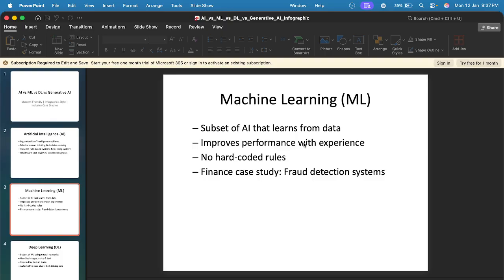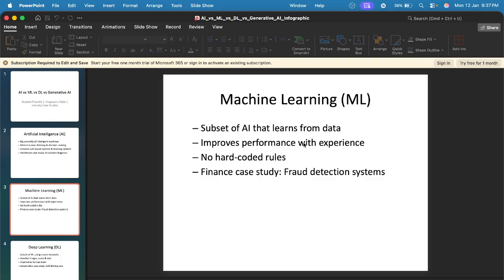Machine learning is a subset of AI that learns from data. Whenever we try to build any machine learning model, we need the data first. The model's accuracy depends on the data. The more data we can provide to train the model, the more the model's accuracy increases. It improves performance with experience. No hard-coded rules.